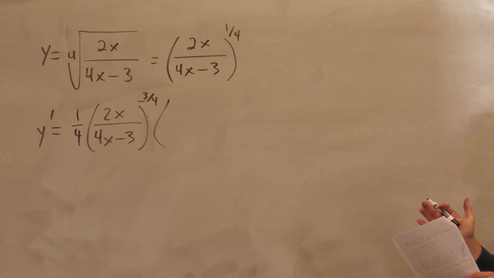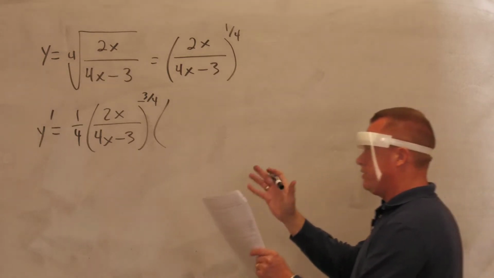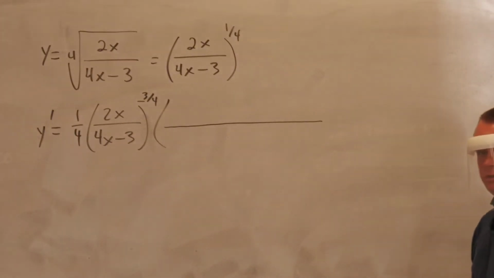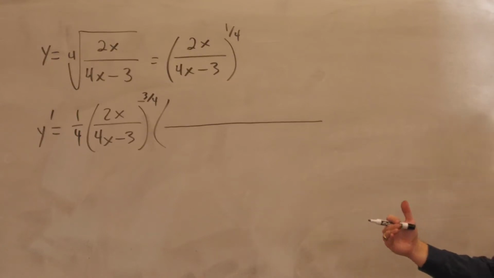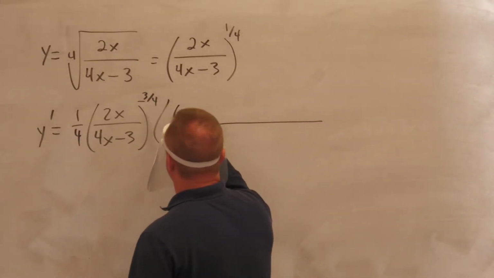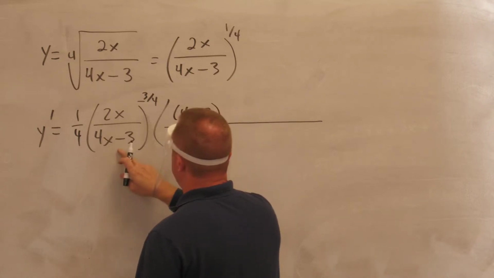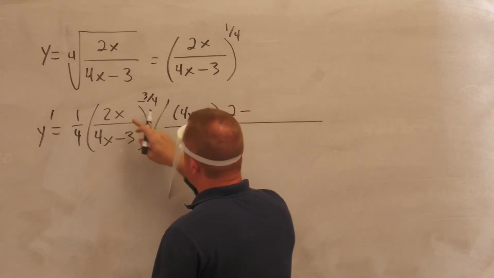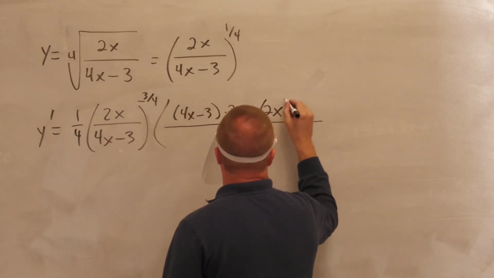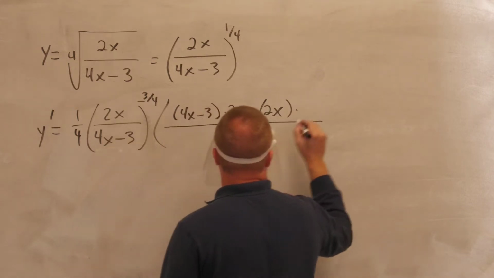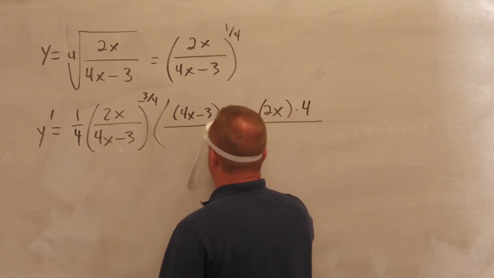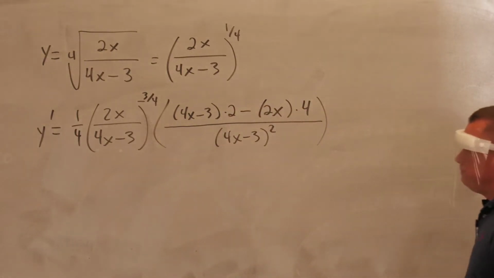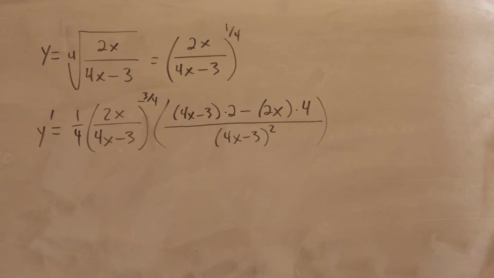So the inside is a quotient, right? So I've got to take the derivative of it, I've got to do the quotient rule. All right? So quotient rule: start with the bottom. So the bottom times the derivative of the top. So 4x minus 3, derivative of 2x is 2. Minus the top, 2x, times the derivative of the bottom, which is 4, over the bottom squared. Okay. Any questions about any of that?